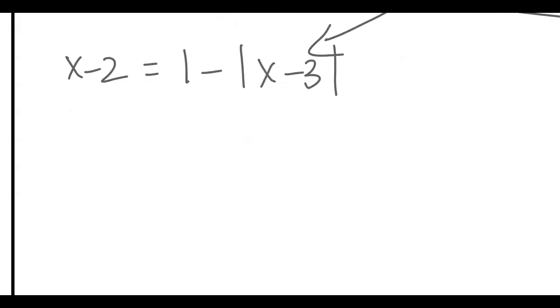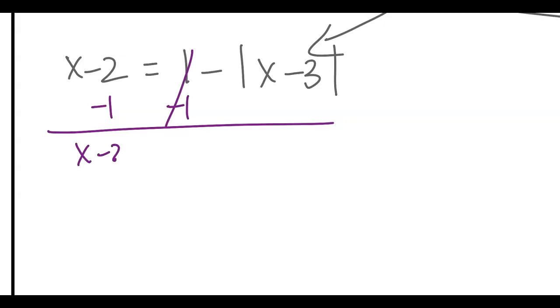Okay, so for this question, let me think. How am I going to solve this? Okay, well, let's do a couple things. Let's move this 1 to the other side. So we're going to subtract 1 on each side. This is going to leave me with, excuse me, not x minus 1, x minus 3 is going to equal the negative absolute value of x minus 3.